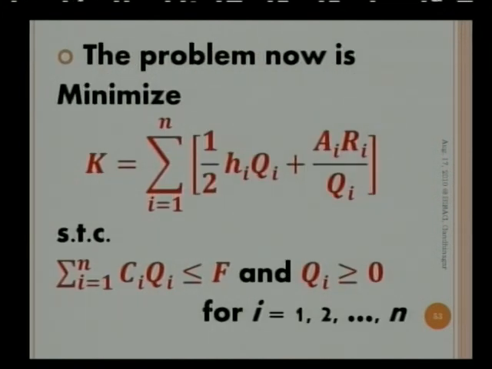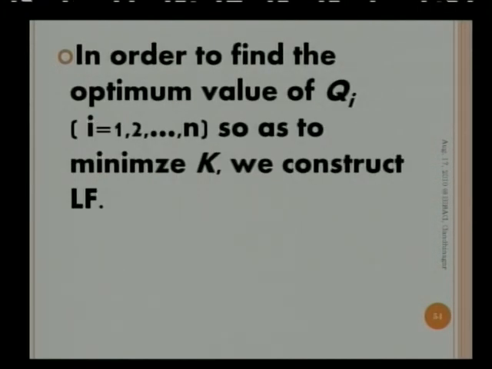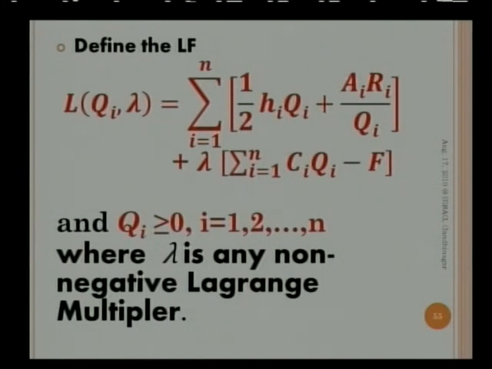So the problem is to minimize total cost subject to the investment constraint, which is sigma Ci Qi less than or equal to F, and Qi greater than or equal to 0. In order to find the optimal value of Qi so as to minimize K, we construct Lagrange's function, which consists of the total cost of n items plus lambda, that is Lagrange's multiplier, times the constraint.